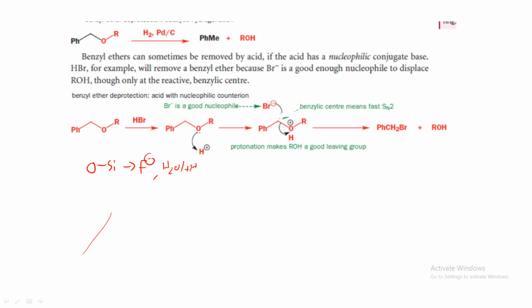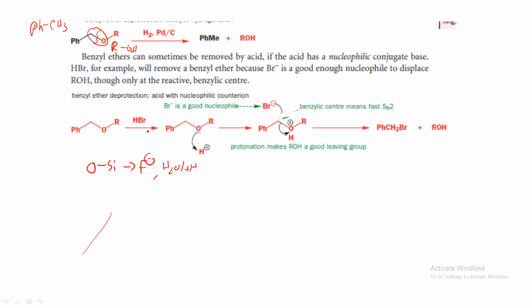For benzyl deprotection, we can use hydrogen and palladium on charcoal. This is nothing but a hydrogenation reaction. Here you can see this particular carbon-oxygen bond. Under palladium on charcoal and H2, this bond is cleaved. Here we generate one toluene molecule, and of course we are deprotecting and making the alcohol.